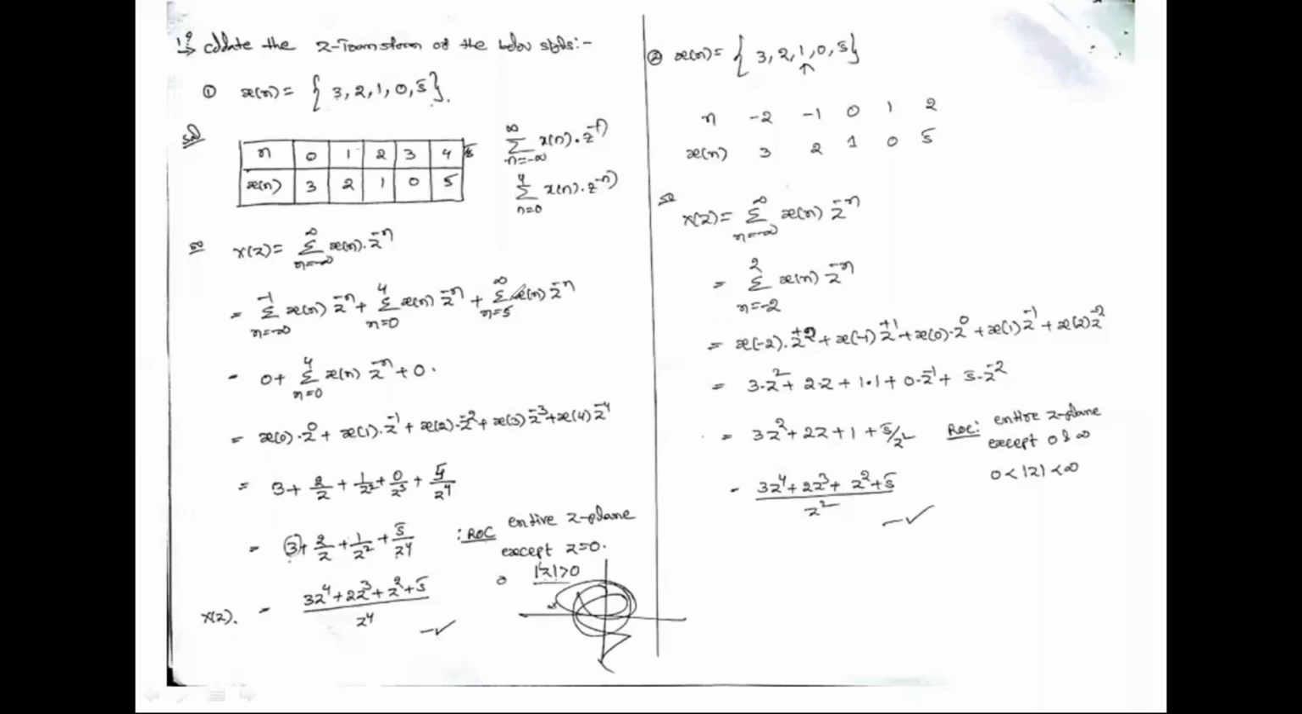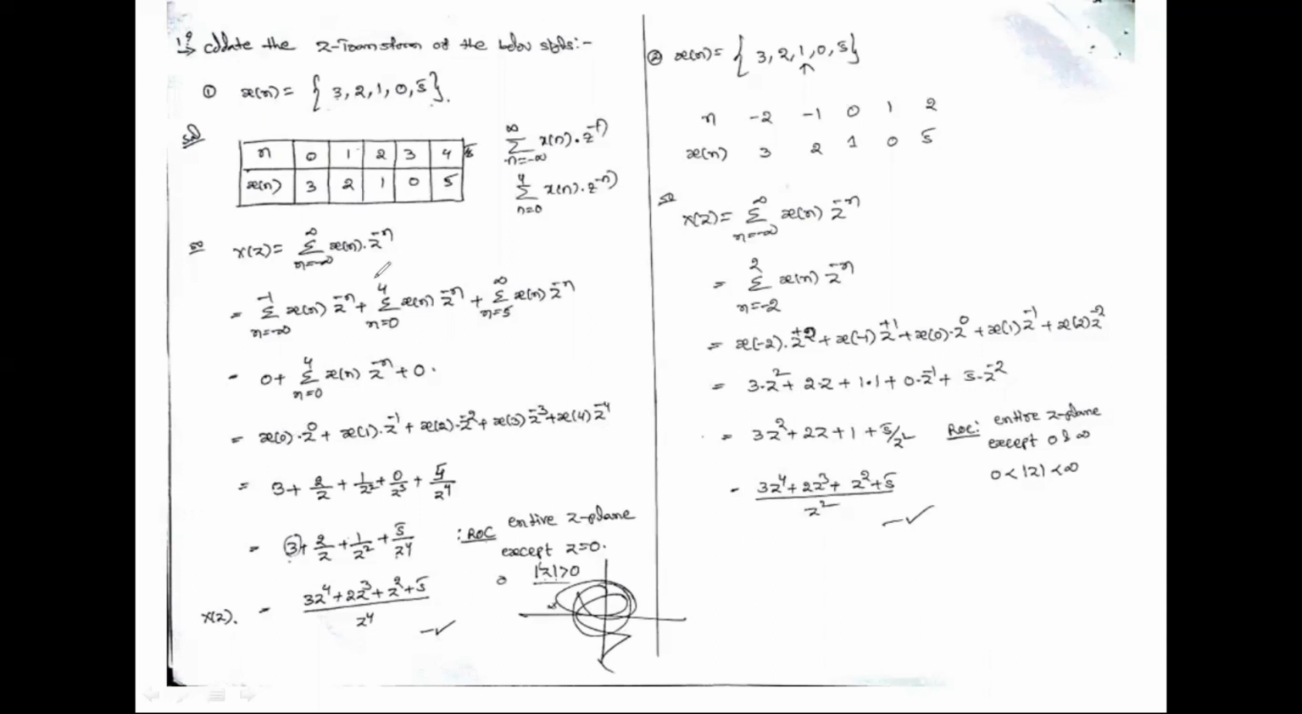And from 5 to infinity, the value is also 0. Got it, my students? So in between, when n is equal to 0 to 4, we have x of n z power minus n. Expand this: when n is equal to 0, it becomes x of 0 into z power 0, plus x of 1 z power minus 1, x of 2 z power minus 2, x of 3 z power minus 3, and x of 4 z power minus 4.